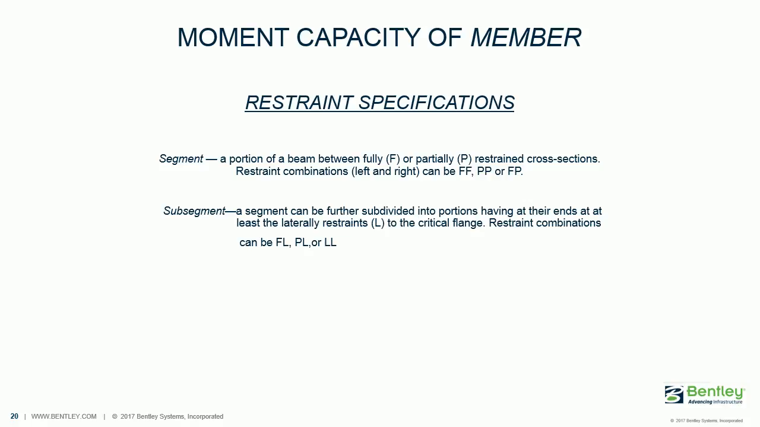In a nutshell, if you have a segment and you impose any sort of lateral restraint anywhere along the length of that segment, then the length between the lateral restraint and the nearest restraint can be defined as a subsegment. So the restraint combination can be FL, PL, or LL. It is very important to understand this; more can be found in the code explanation of this.